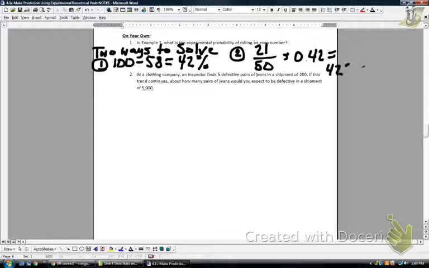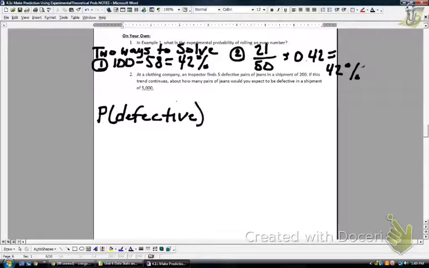And it makes sense that if I do it 2 different ways, I should get the same answer. All right, let's look at example 2. Example 2, it says, at a clothing company, an inspector finds 5 defective pairs of jeans in a shipment of 200. If this trend continues, about how many pairs of jeans would you expect to be defective in a shipment of 5,000? All right, so we are looking for defective.